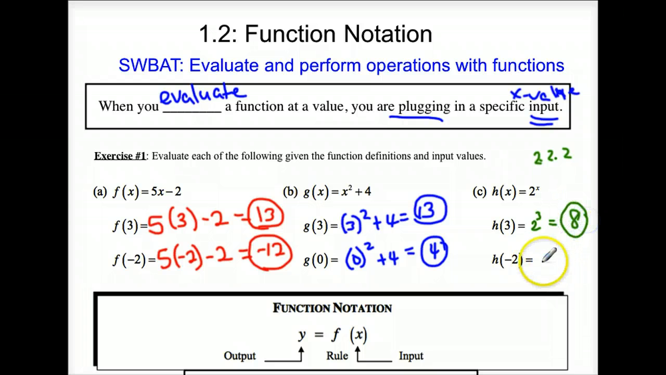Perfect. The second one says h of negative 2. So this becomes 2 to the negative 2. Now a lot of you, this is not familiar when you have a negative exponent. So please put it in your calculator. 2 to the negative 2 power, it should give you a quarter. Okay? This is a rule of exponents, which we're going to talk about later on.